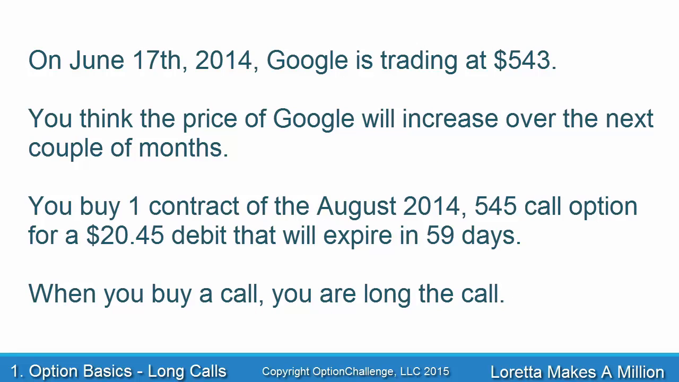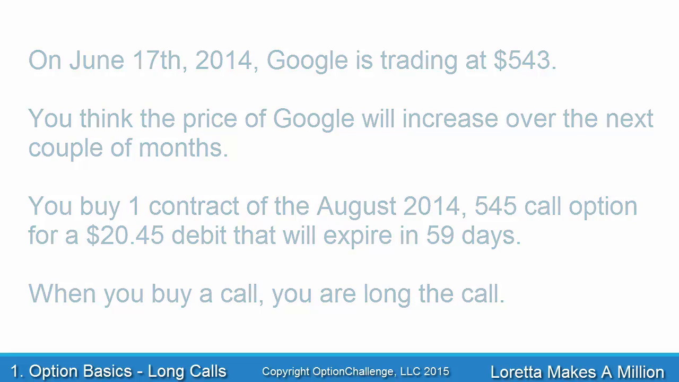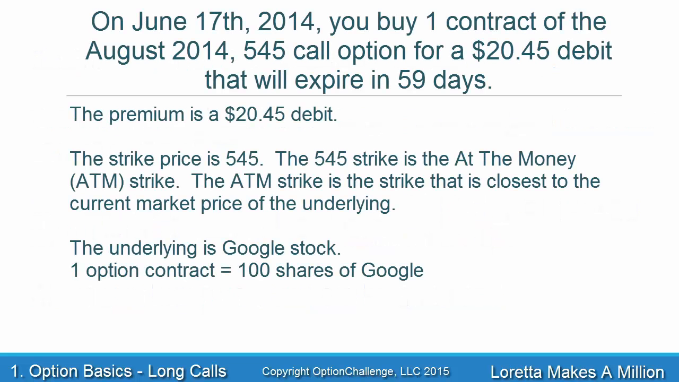For example, on June 17th, Google is trading at $543. Let's say you think the price of Google will increase over the next couple of months. You buy one contract of the August 2014 545 call option for a $20.45 debit that will expire in 59 days. As a reminder, when you buy a call, it is said you are long the call. The premium is a $20.45 debit. The strike price is $545.